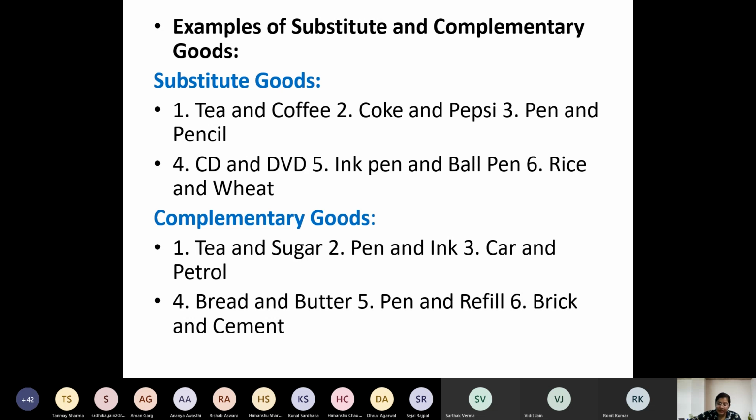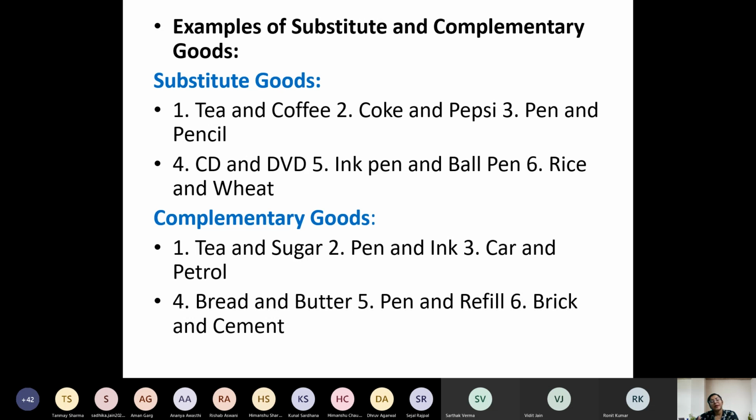car also change. Similarly, you can see that the demand for CNG car has increased because CNG, the complementary good, is less expensive, and there is also some policy that you should use CNG for environment protection.